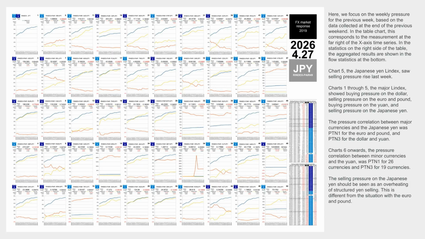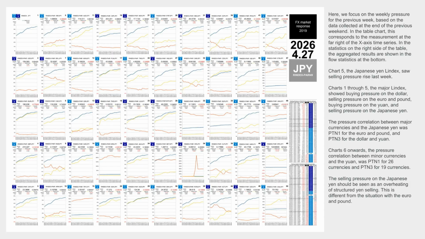Charts 1 through 5, the major Lindex, showed buying pressure on the dollar, selling pressure on the euro and pound, buying pressure on the yuan, and selling pressure on the Japanese yen. The pressure correlation between major currencies and the Japanese yen was PTN1 for the euro and pound, and PTN3 for the dollar and yuan. Chart 6 onwards, the pressure correlation between minor currencies and the yuan was PTN1 for 26 currencies and PTN3 for 19 currencies.